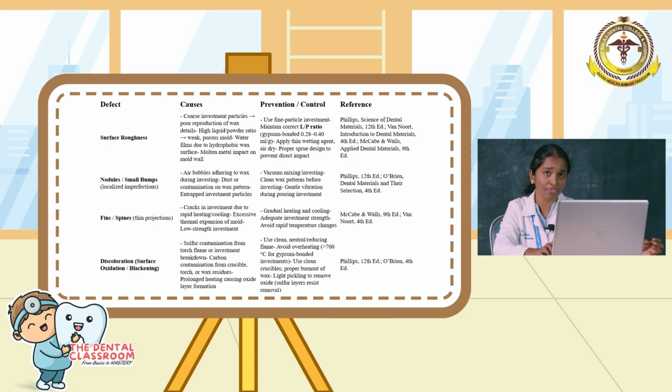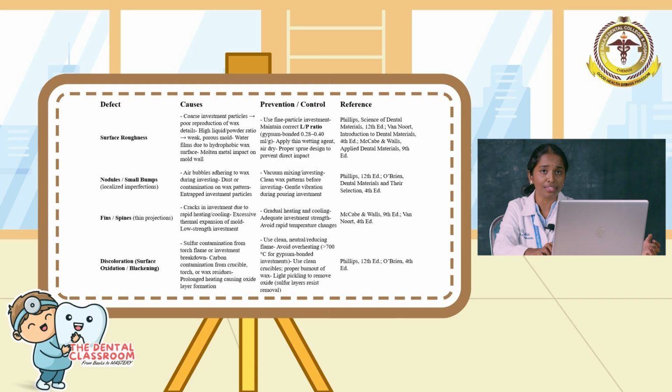The other type of surface roughness is fins and spines. These are tiny projections upon the cast prosthesis. Cracks in the investment due to rapid heating or cooling, excessive thermal expansion of the mold, or low strength investment can result in this. This can be prevented by gradual heating and cooling, adequate investment strengthening, and avoiding rapid temperature changes.